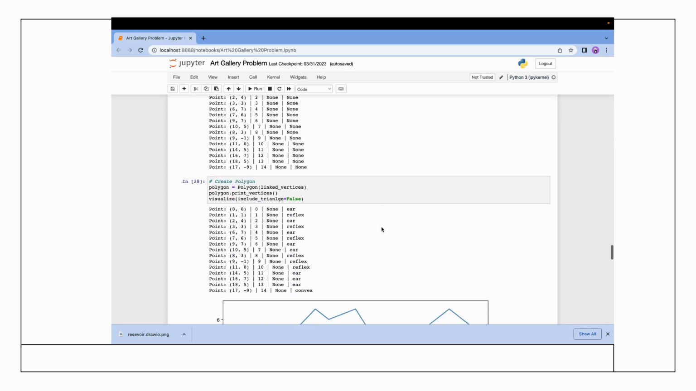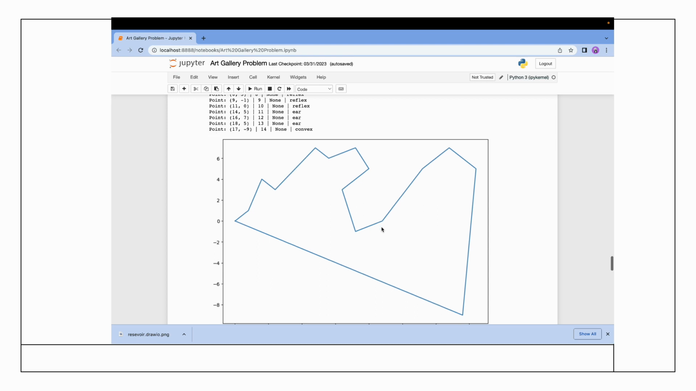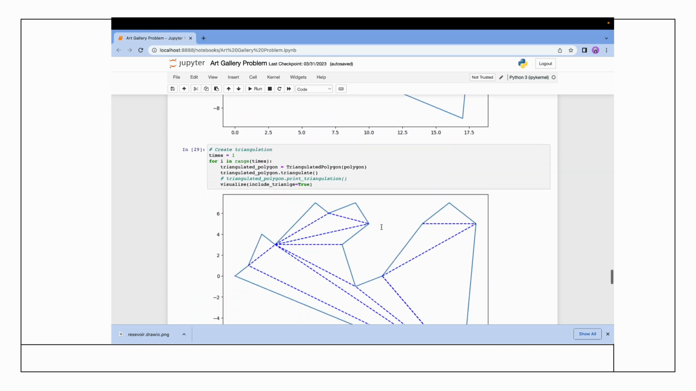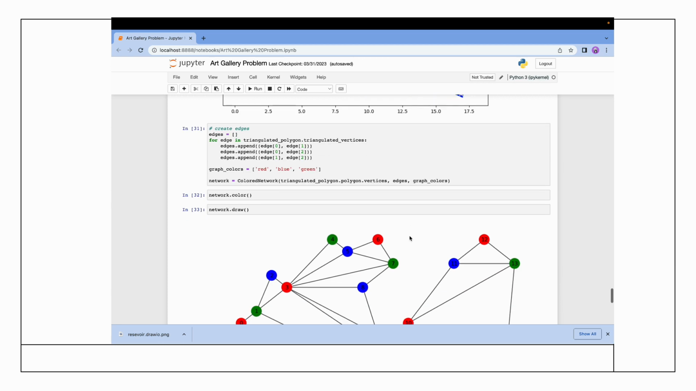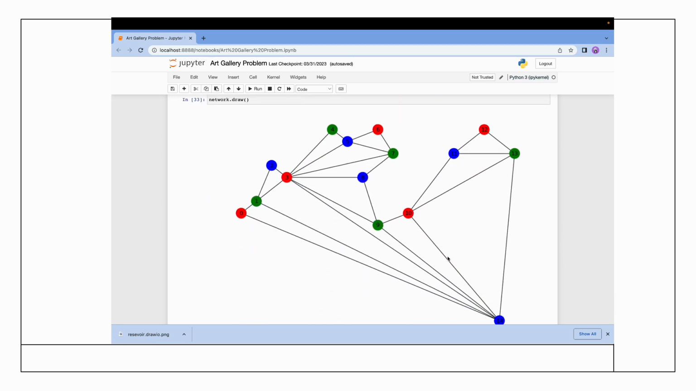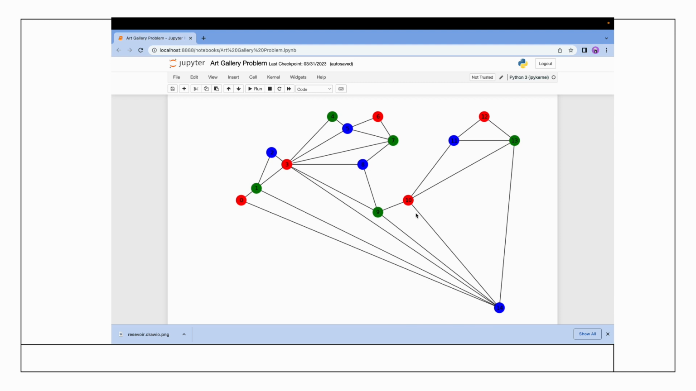Now let's look at some interesting visualizations. This is the polygon that we are going to work with. Now we see this is the image of the triangulated graph of that polygon. And now going further down, we are going to see how the three-colored graph of that triangulated graph looks like. We can choose to put the guards on the smallest independent set of colored nodes from this triangulated graph.